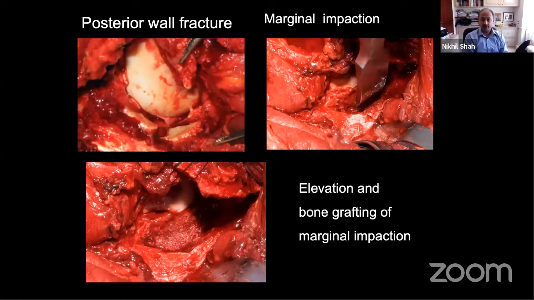And this is the reduction of the marginal impaction. This was quite a comminuted marginal impaction, as you can see. The key is to make sure that the osteotome goes way posteriorly and you get a thick cancellous bone mass that is still attached to the articular cartilage, and then it is packed with bone from the greater trochanter.